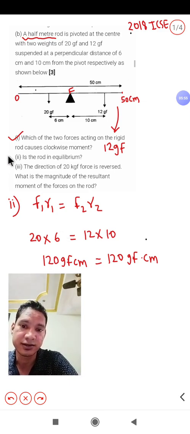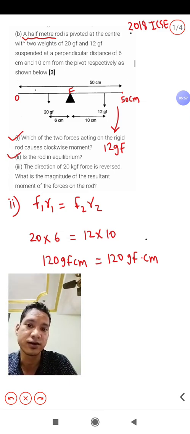So the moments on both sides are equal. We can say that clockwise moment is equal to anti-clockwise moment. So the rod is in equilibrium, meaning it is in balance condition. Simple numerical they ask in exam. These types of numericals you need to practice. Such numericals are not there in the textbook, but concept-based similar numericals are there, so you need to solve them as well.